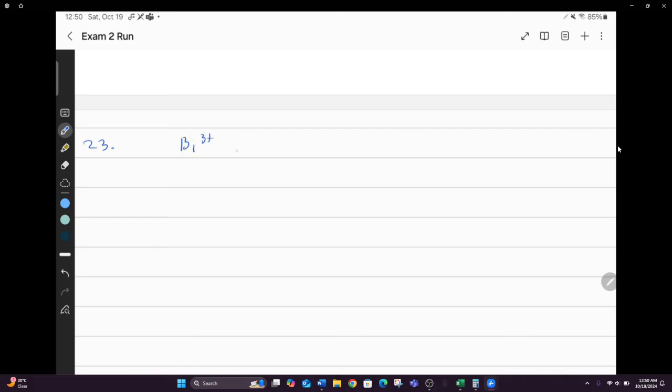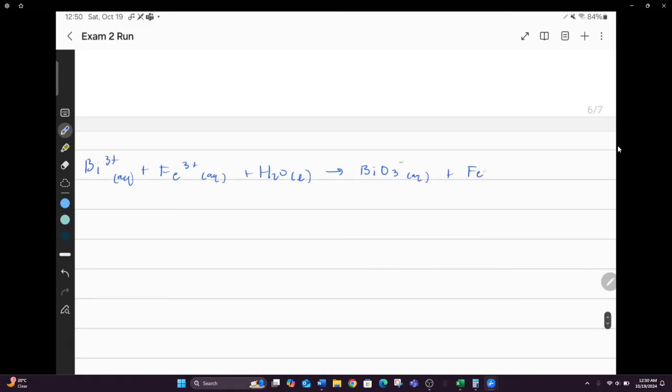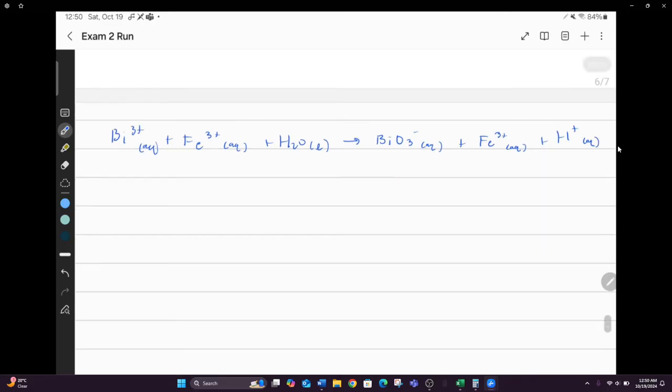Bi3+ aqueous plus Fe3+ aqueous plus H2O liquid goes to BiO3 minus aqueous and plus Fe3+ aqueous plus H+ aqueous. And here we're going to use half reactions.